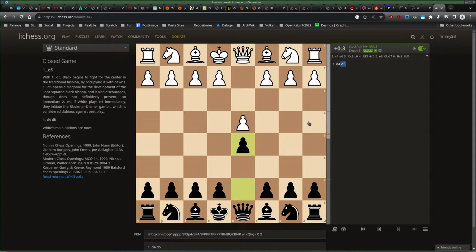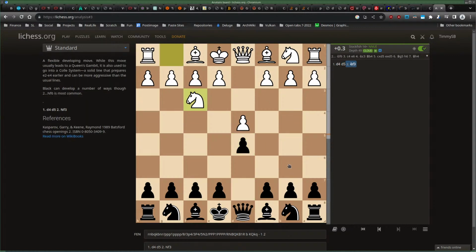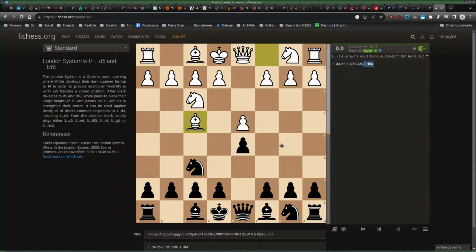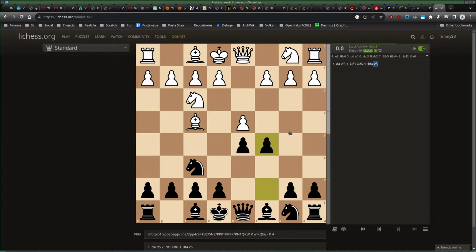If I do this, he might play c4, but this guy is not playing that, they told me. So he's really going to play this. And then I'll play this. And then we definitely get the London system. So he's going to play this. And I'm going to play c4. Totally a draw.